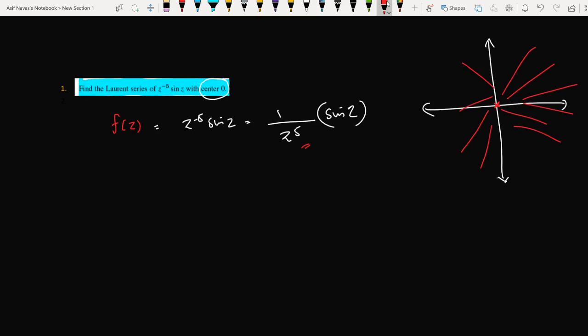So we will take the annular region 0 less than mod z minus our center, which is 0, less than infinity. So there is no other point where f is not analytic. So this is our annular region, and in this annular region we will find the Laurent series.